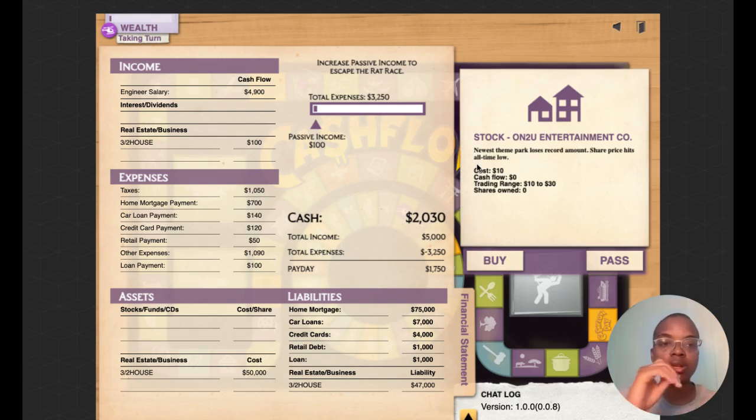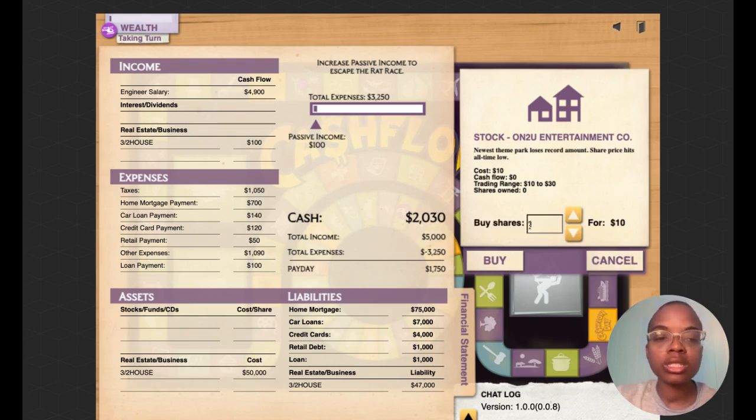Now look at this one right here. Onto You Entertainment. There's a newest theme park loses record amount, so share price hits all-time low. So we see the cost is $10 and the trading range is from $10 to $30. So this one would be a good one to take because I could potentially 2 or 3x my original investment. So I'm going to buy 5 of these, $50.